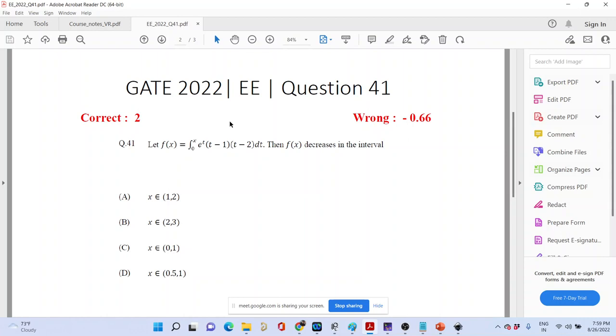This is based on your class 12 knowledge. I do not expect any engineering knowledge to solve this sum. Sir, there are two variables given here, right? So what do you think would be the solution?